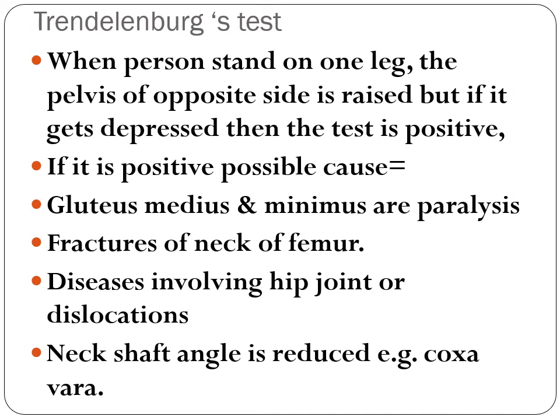So what is the Trendelenburg test? When a person stands on one leg, the pelvis of the opposite side is raised, but if it gets depressed, then the test is positive. If it is positive, possible causes are paralysis of gluteus medius and minimus, fractures of the neck of the femur, disease involving the hip joint or dislocation, or reduced neck shaft angle, for example, coxa vara. This is the Trendelenburg test.